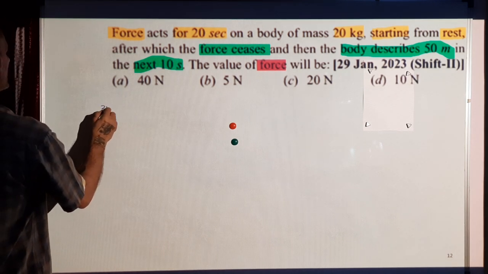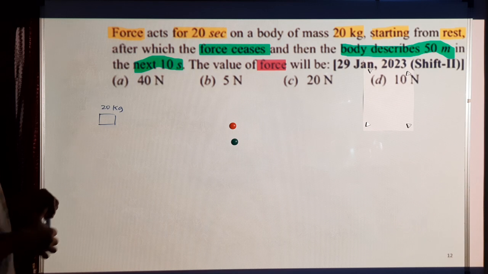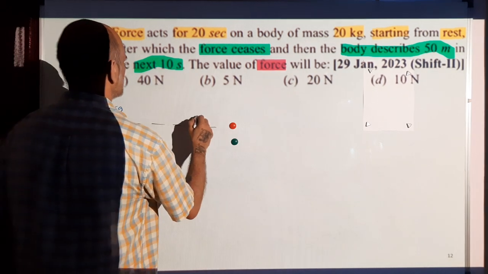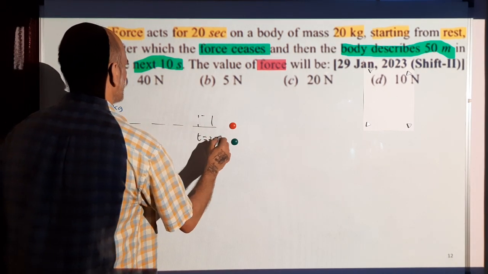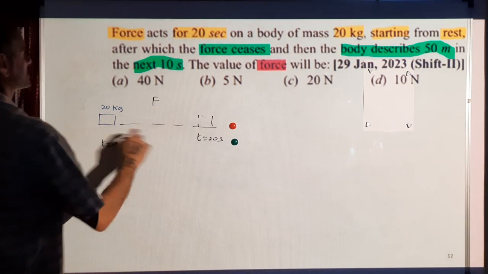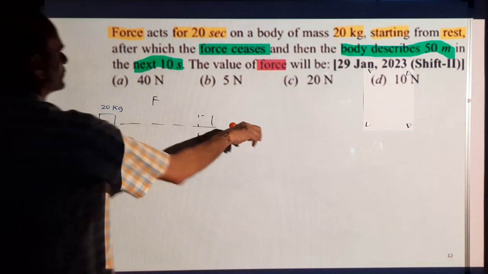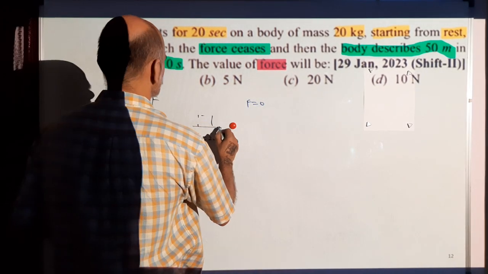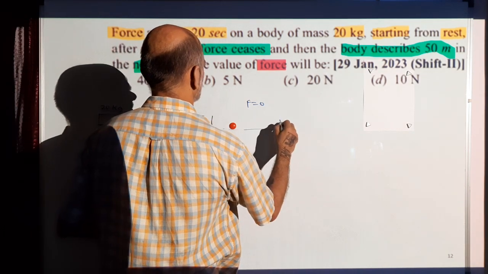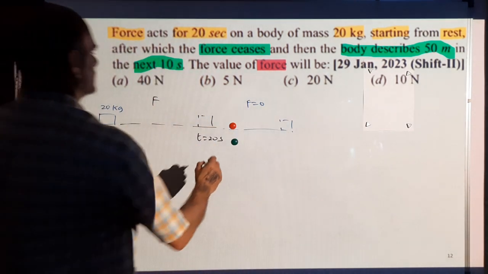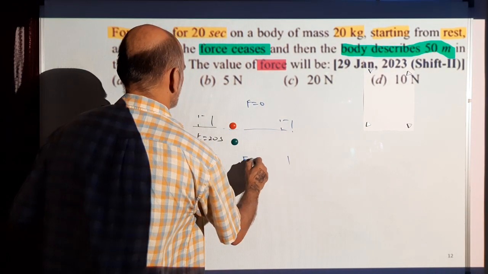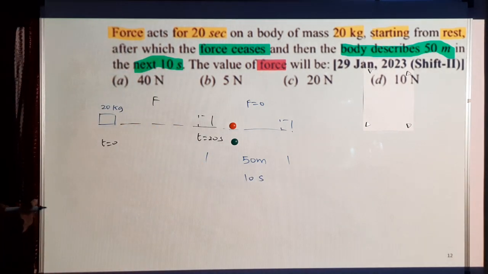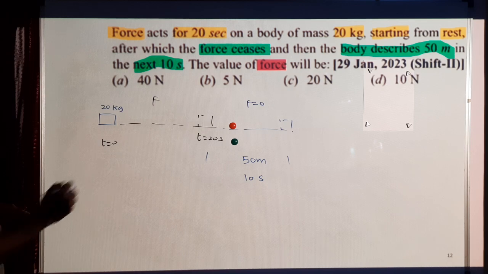Mass 20 kg. So for 20 seconds, there is a force. Say here T is 0, here T is 20 seconds. So there is some force in this time interval. And after this, the force is 0. It continues to move because of the acquired velocity. It will come here, and this distance covered is 50 meters without any force. And the time taken is 10 seconds. So we need to find the value of this force.